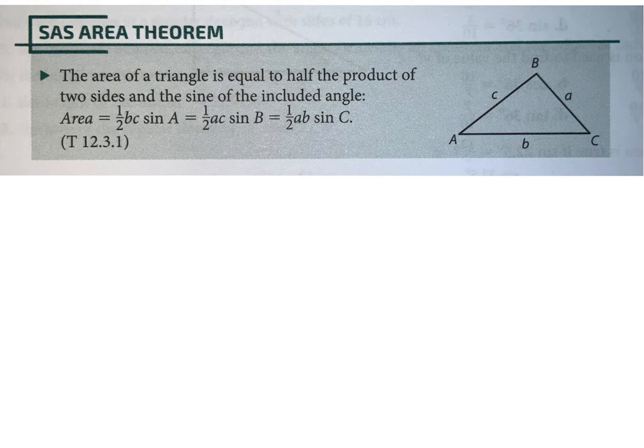You just have to know that you are using the 2 sides and the angle created by those 2 sides to find this area. So the area is always going to be 1/2 your 2 side lengths and the sine of the angle that's created by the two side lengths. So go ahead and try one of these.